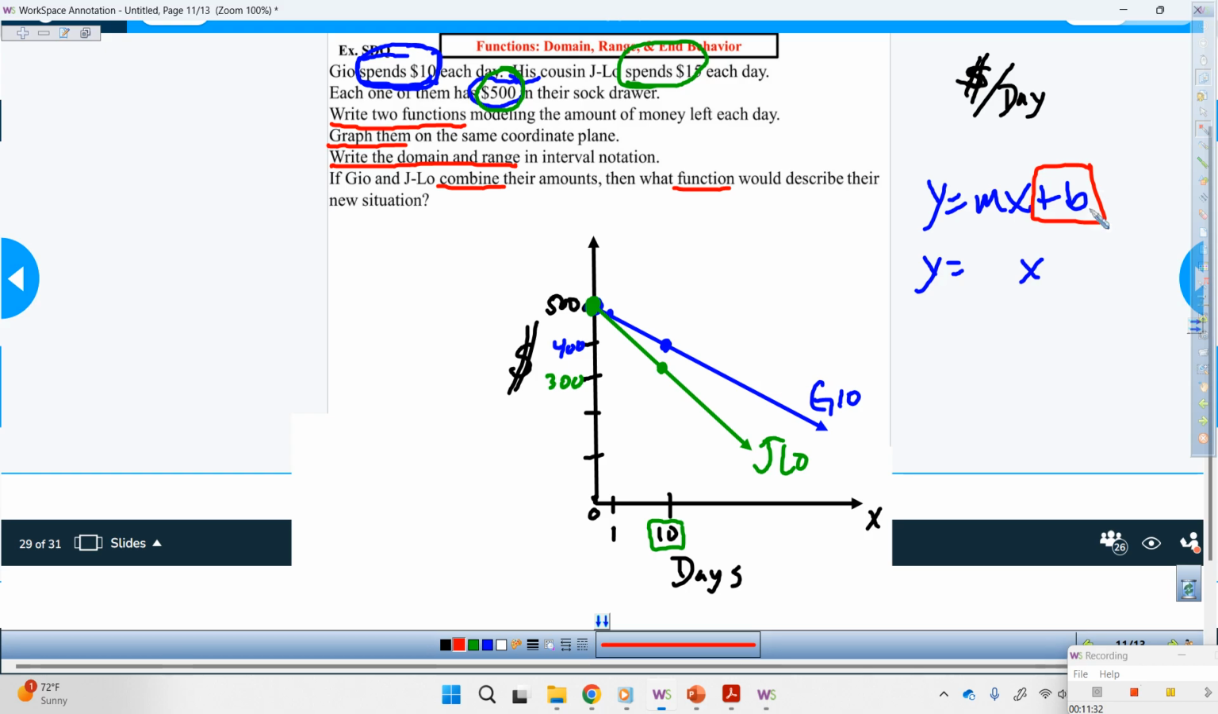Tell your neighbor, and then Gio is going to enlighten us. What is our y-intercept for Gio? What is that, Gio? 500, that is correct. He starts with 500. So now we need a slope. So I'm going to look up this point, which is at 500. And then the second one would be this point right here, which is at 10, 400.